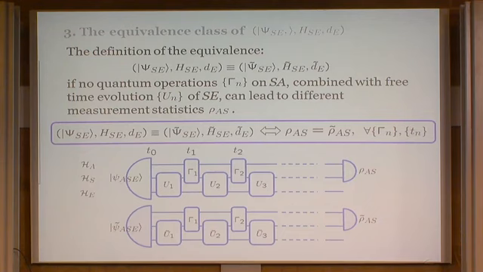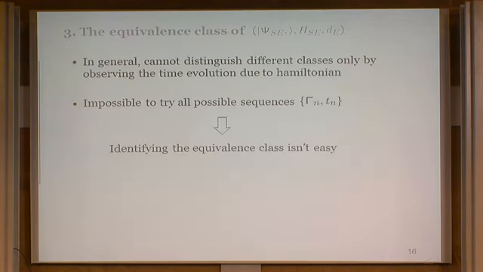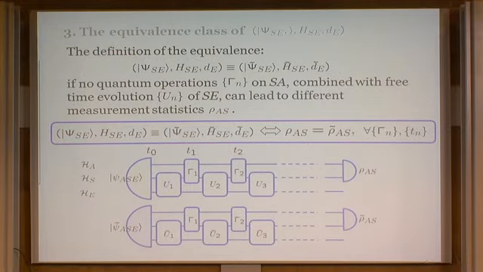So this is the formal definition, but as you can see in this definition, specifying the equivalence class is really hard in principle, because we have to try all possible sequences of gammas and also these time sequences.